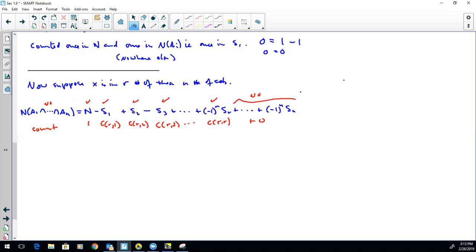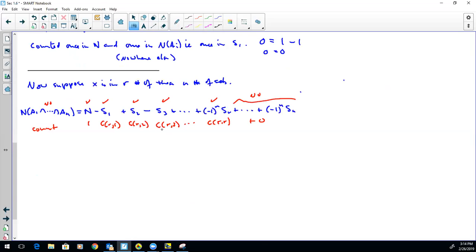S2 is how many elements there are when you intersect all pairs of the A's. R number of those A's contain X, so this is the number of times X is counted there. S3 is the number of elements when you add up the number of elements in the intersections of 3 sets at a time from this group of n A's. Now, R of those sets contain X.